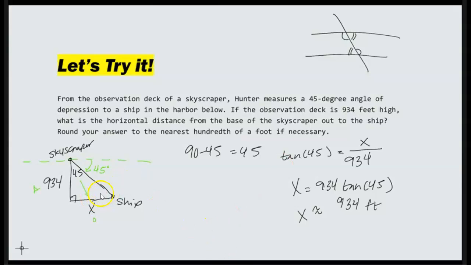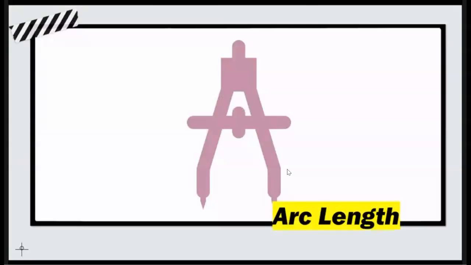If you had used this 45, that would have been fine, except this 45 down here would have given you an opposite of 934 and an adjacent of x. So you still do opposite over adjacent, except your numbers would be switched, which is fine. We still get the same answer though. But that's this problem. If you're still confused about this, that's fine. We'll do more examples in class. But now let's move on to arc length.